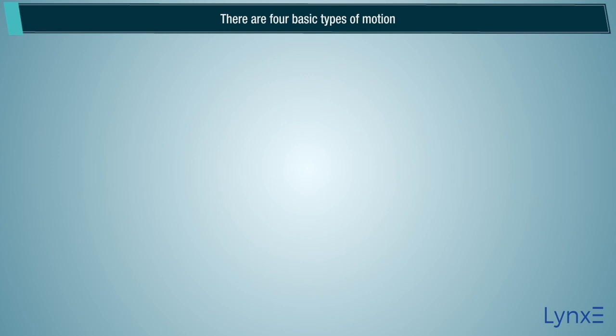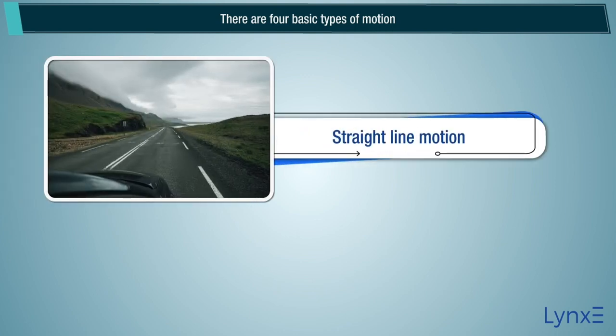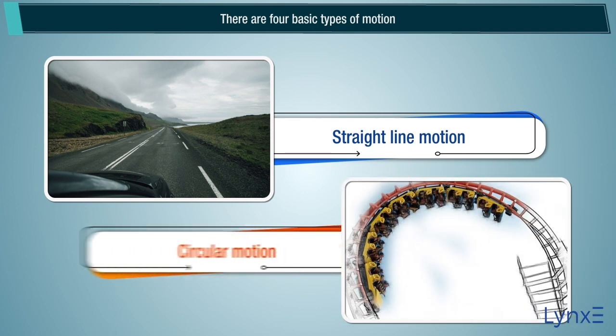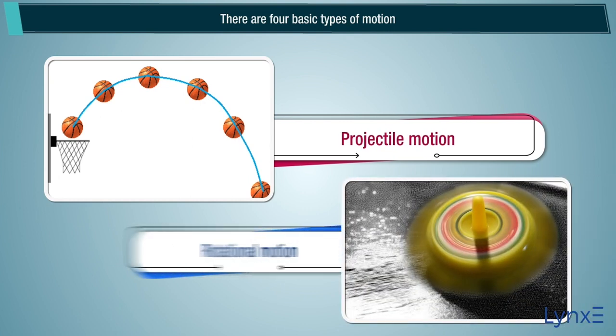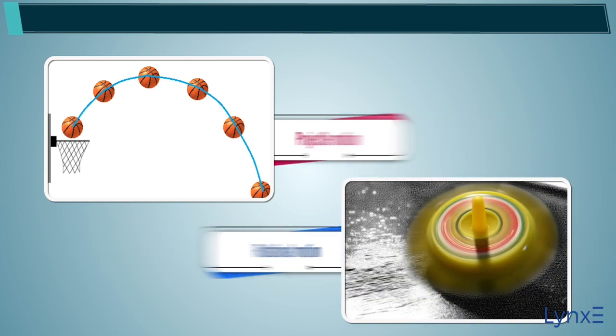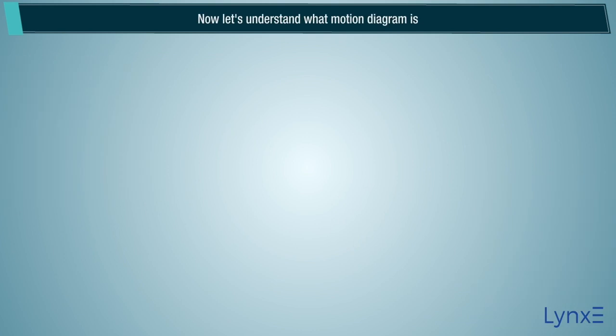There are 4 basic types of motion: straight line motion, circular motion, projectile motion, rotational motion. Now, let's understand what motion diagram is.